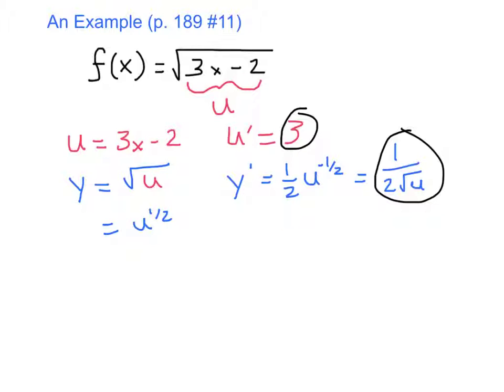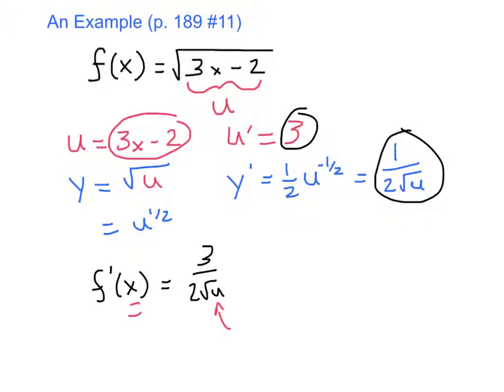So my final derivative, which we're going to call f prime of x, is going to equal 3 times 1 over 2 square root of u, which is 3 over 2 square root of u. Here's the problem. We're not really supposed to have u in a function that's supposed to be defined in terms of x. So one final substitution is going to be that we're going to take this 3x minus 2 and put it back where u is located.